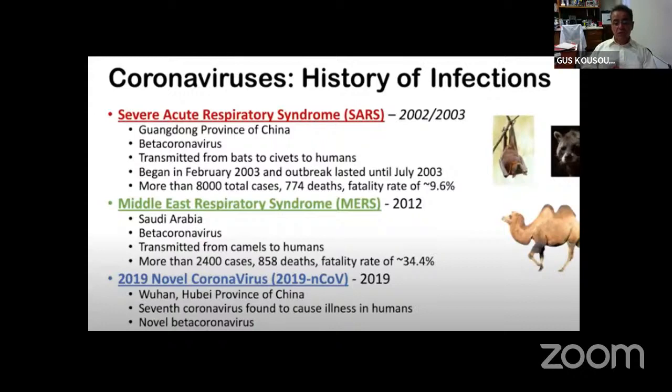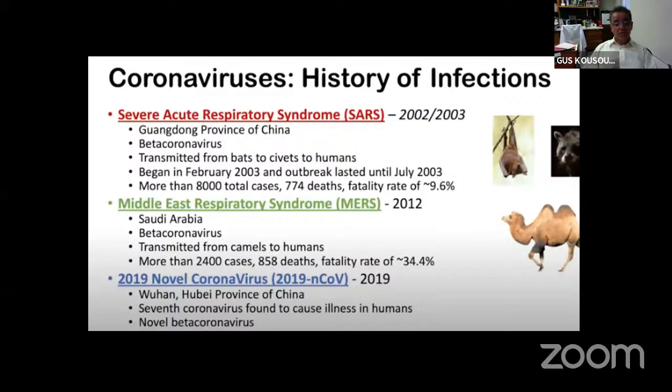So this virus was quite lethal, but it did not spread very well. And that has to do with the receptors that the virus was using at the time. So it was very quickly contained, and we didn't have major epidemics and pandemics.